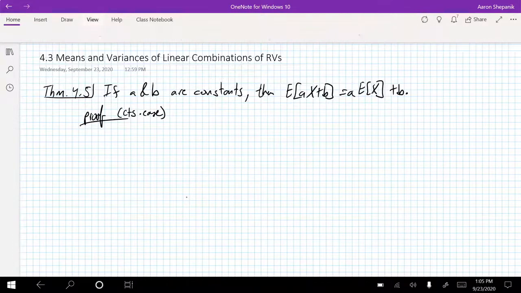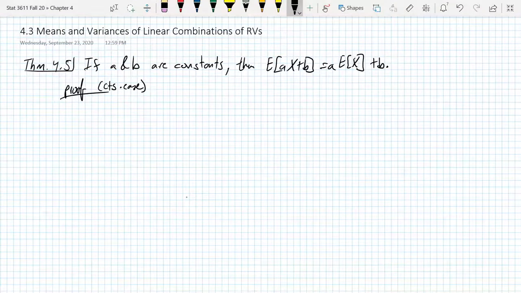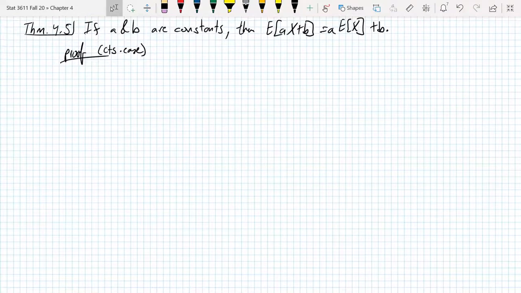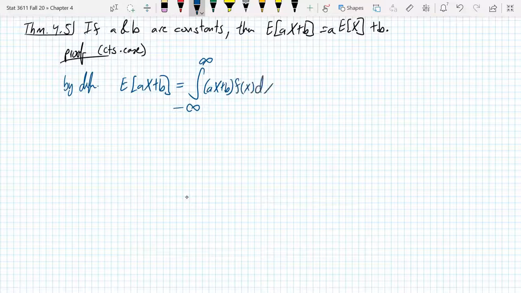We don't do a lot of proofs in this course, but sometimes when they're relatively straightforward and somewhat useful, it's nice to see. So let's do a quick proof showing that this is true. How are we going to do that? We're going to use the definition of expected value. The expected value of ax plus b, according to the definition for the continuous case, would be the integral from minus infinity to infinity of ax plus b times our PDF f of x dx.